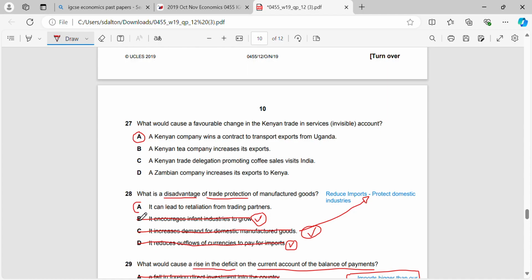But a disadvantage is that it can lead to retaliation from trading partners. So for example, if we put a tariff on a good, a tariff on, let's say, imports from America, right? Then what America may do is they may start to put these same tariffs on exports coming from China to America. So they'll retaliate based on the protectionism measures that we're imposing on them.